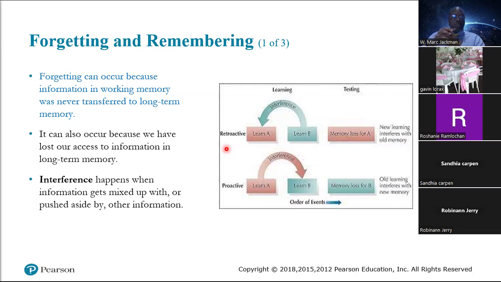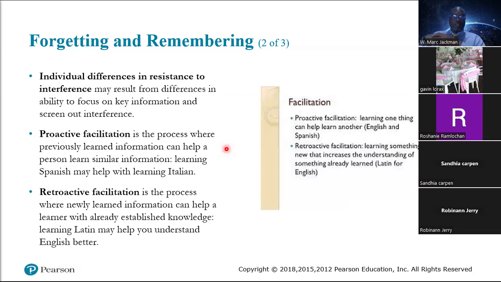It can also occur when you have lost access to information in long-term memory because it's not properly coded. Interference happens when information gets mixed up with or pushed aside by other information. And there are different types of information interference. So individual differences in resistance to interference may result from differences in the ability to focus on key information at a particular time.